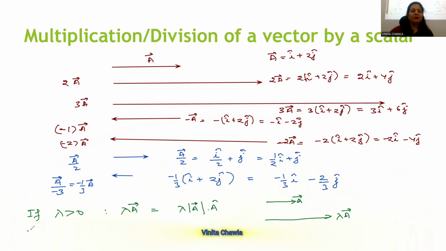And if we are multiplying a vector by a number which is less than 0, so here lambda is less than 0, meaning we have minus lambda, then the magnitude becomes lambda times the given magnitude, but the direction changes because we have a negative sign here. We get this, so this is minus lambda vector A. I hope this is clear.